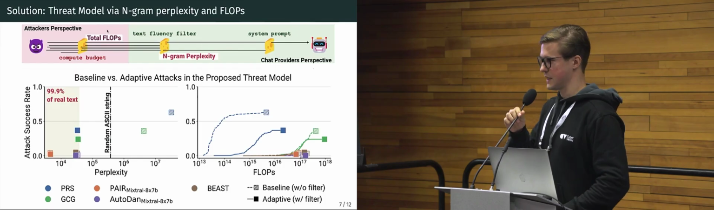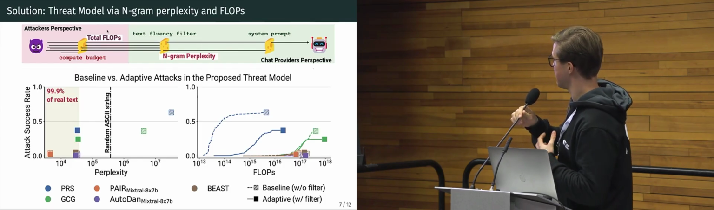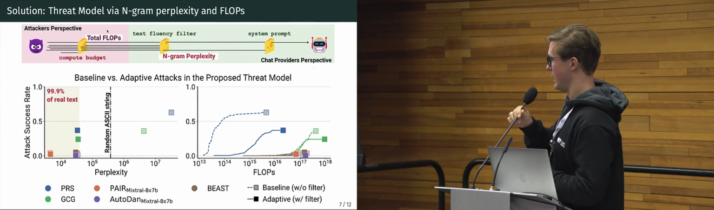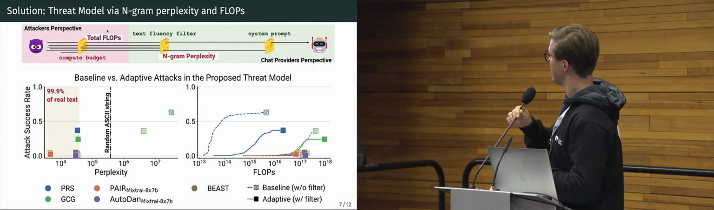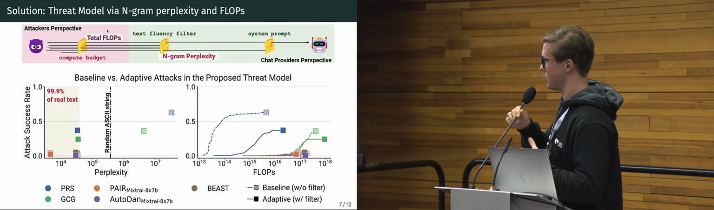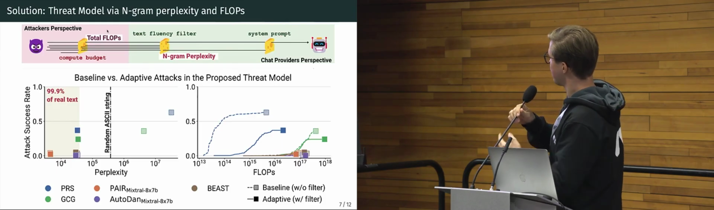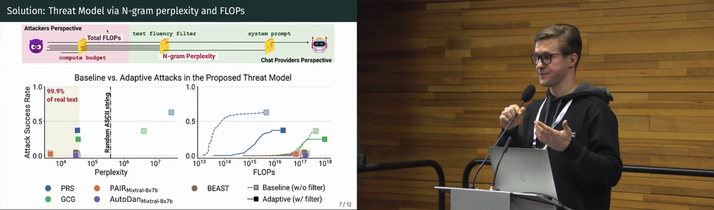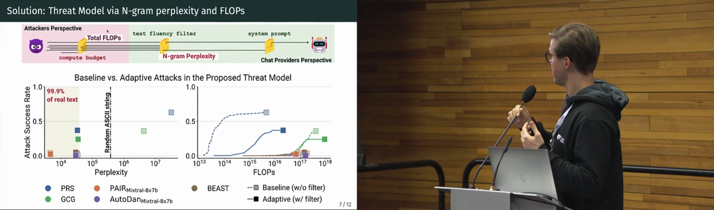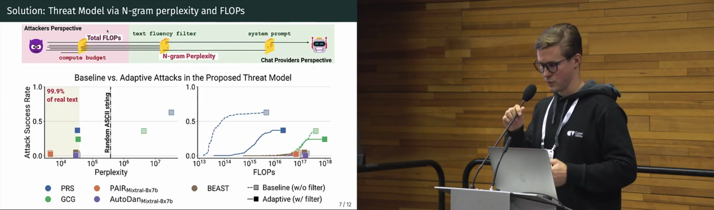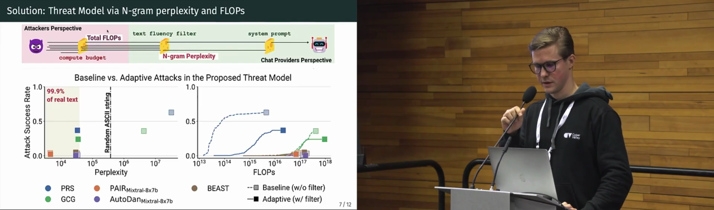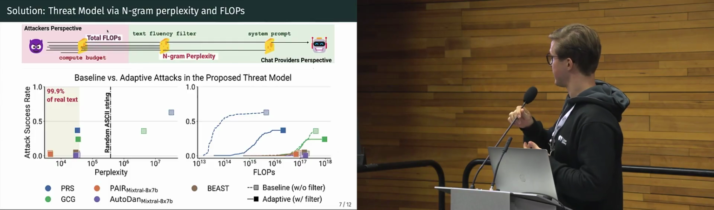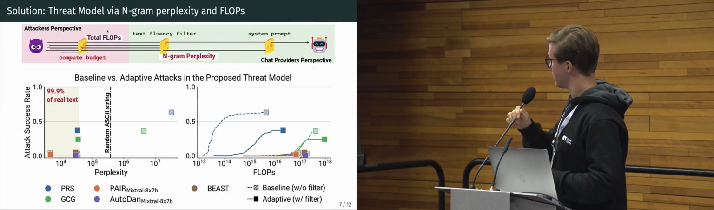In more detail, we have a setting with an attacker that has a budget in perplexity, which we control via n-gram, and in compute, which we control in FLOPs. It tries to break the model. We compare all of the attacks on different models fairly in this setting, because we set the same budget in perplexity and compute. The yellow area corresponds to our chosen utility-security trade-off, such that 99.9% of real text passes through.